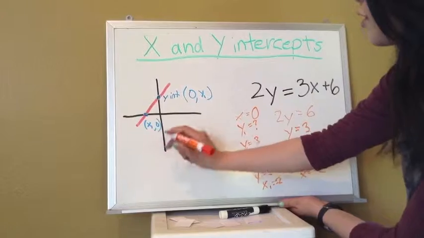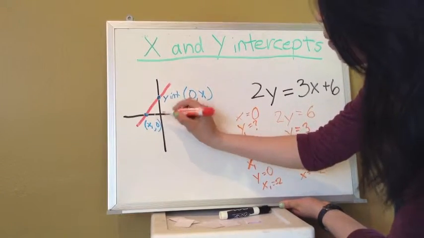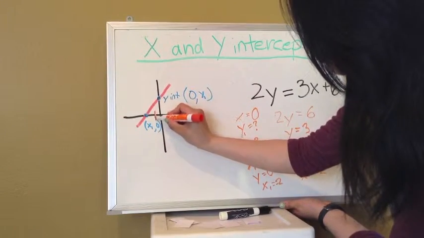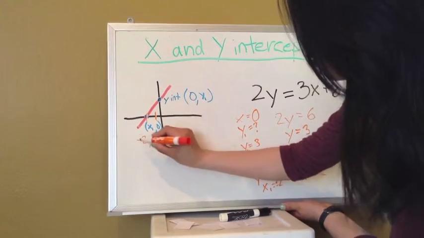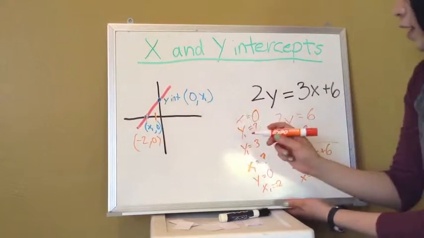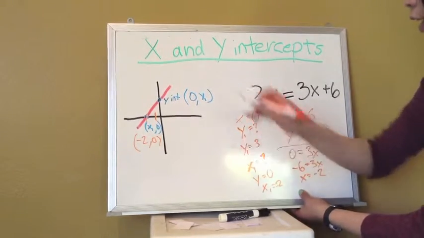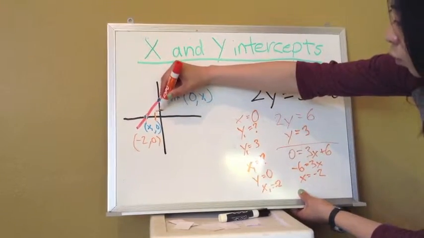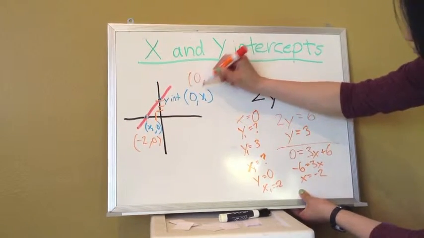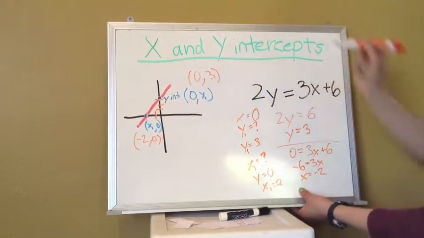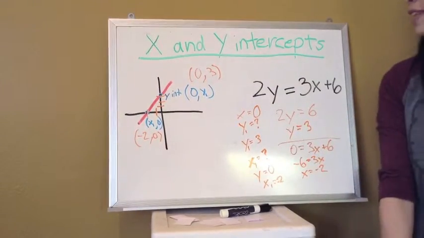So the x-intercept would be negative 1, 2. Negative 2, comma 0. And the y-intercept would be right here. 1, 2, 3. So that would be 0, comma 3. And here we have x and y intercepts.